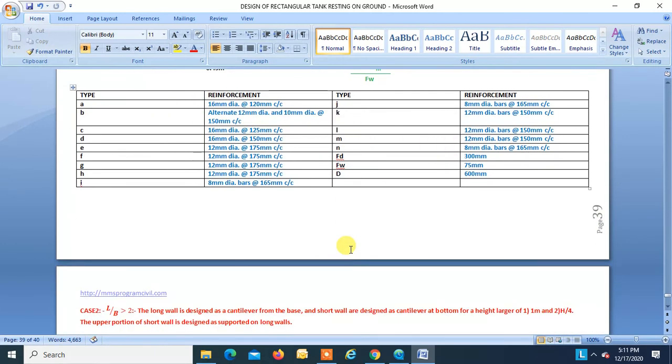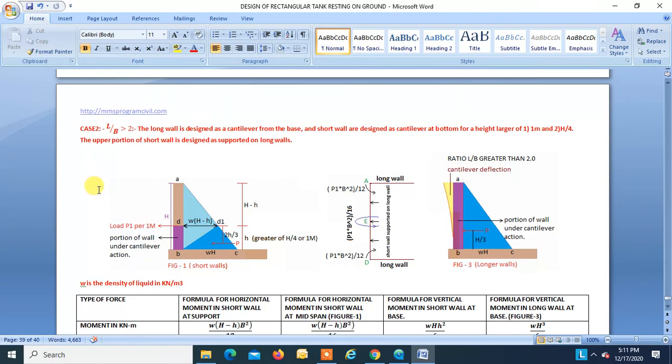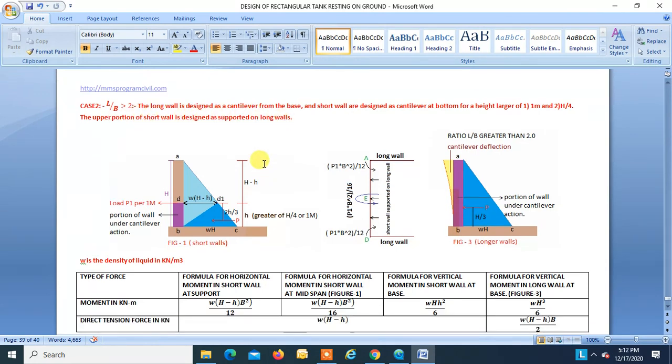Now, a brief look at case 2, when L by B is greater than 2. The long wall is designed as a cantilever from the base, and the short walls are designed as cantilever at the bottom for a height of the larger of 1 meter or h by 4, and the upper portion of the short wall is designed as supported on the long wall. Let me explain. The long wall in this case is totally designed as a cantilever wall, so you can see this will act as a cantilever wall.